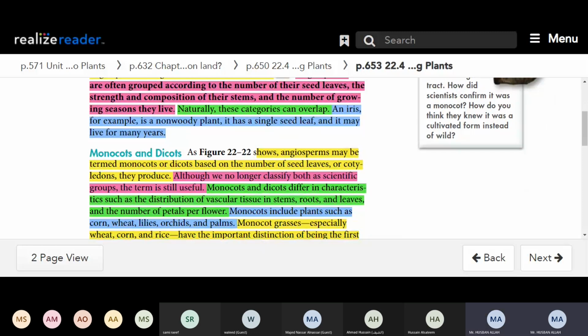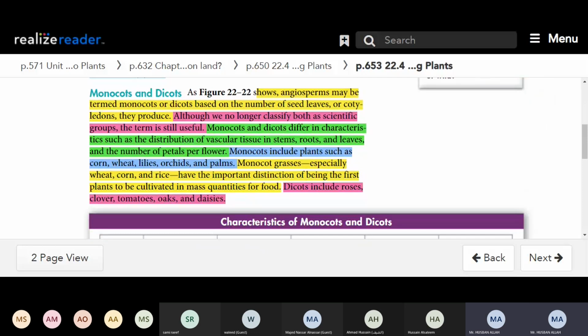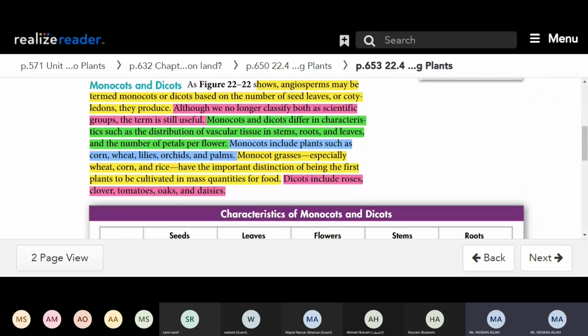The first point which we are going to take is about monocot and dicot. You can explain it. I think we explained it better before. What is monocot and what is dicot? Mono has one, while di has two. Dicot has two. What has two and what has one? What is the difference between monocot and dicot?